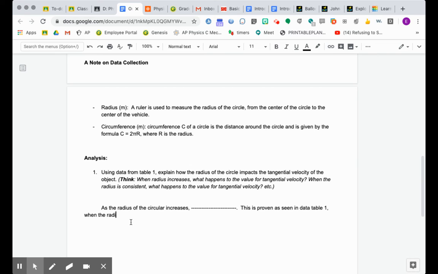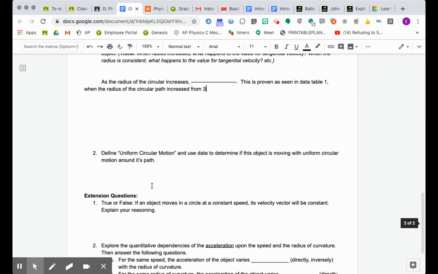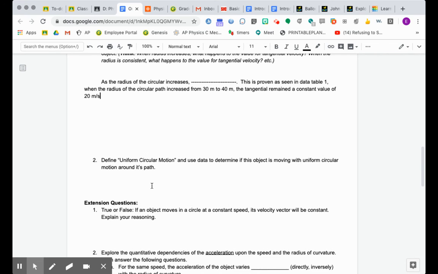When the radius of the circular path increased from 30 meters to 40 meters, the tangential velocity remained a constant value of 20 meters per second.